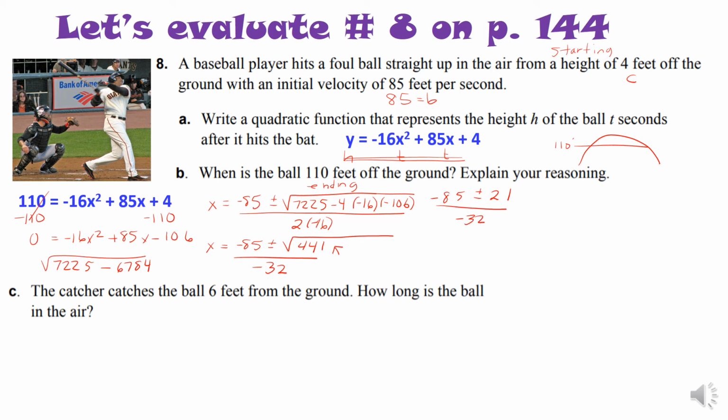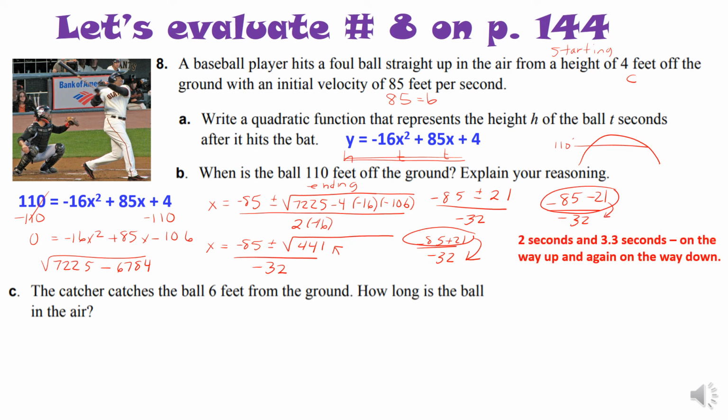So then we do the simplifying, we get negative 85 plus 21 over negative 32, and this is going to be a negative number, and then we do negative 85 minus 21 over negative 32. First you do this part, and then you divide. And these are the answers that you'll get, 2 seconds and 3.3 seconds. So this represents the ball on the way up, and this represents the ball on the way down, because as time passes, it goes back down.